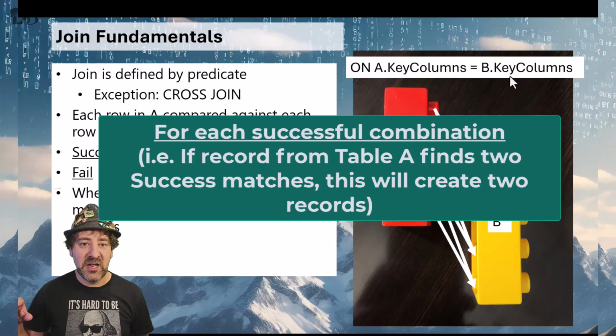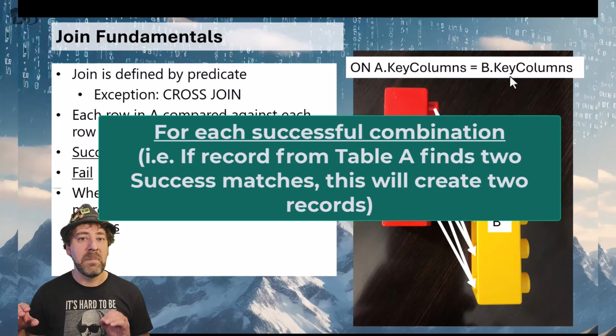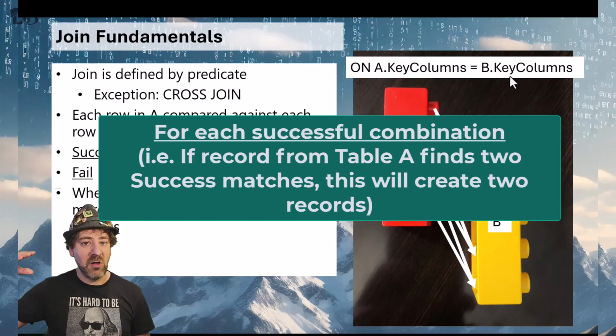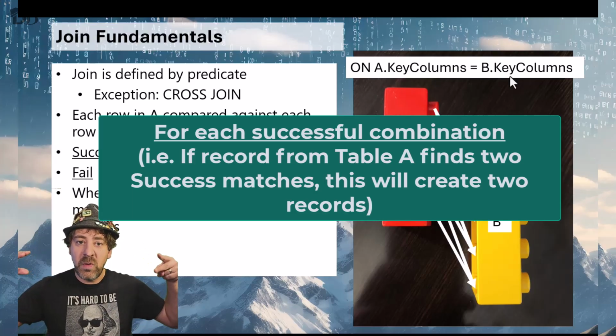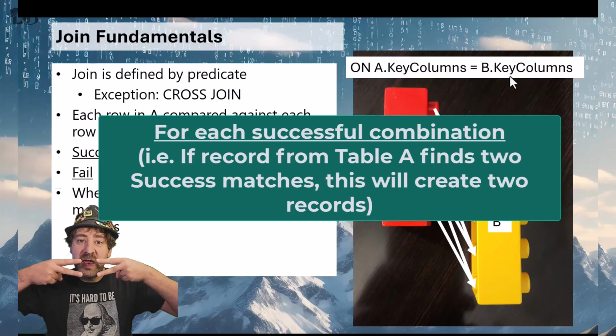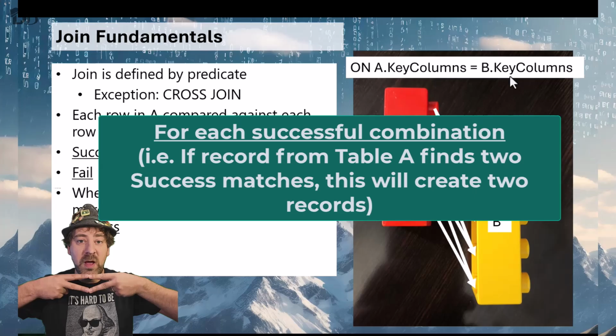First tip when you're defining joins: your joins have to be very specific, because it determines how many records you get back. If I have a record in A with a value of 1, and I have two records over here that both have a value of 1, A is now going to get duplicated to create two total records.